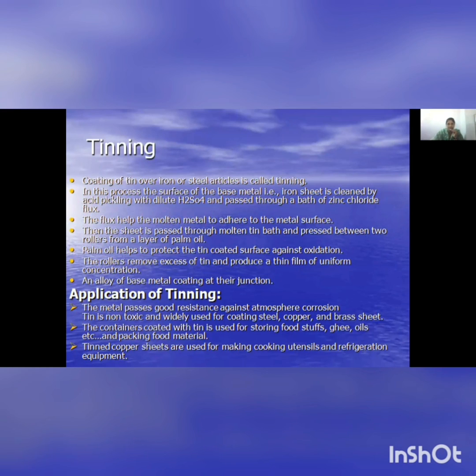Then the sheet is passed to the molten tin bath and pressed between two rollers through a layer of palm oil. This palm oil helps to protect the tin coated surface against oxidation. The rollers remove excess tin and produce a thin film of uniform thickness. An alloy of base metal and coating forms at the junction.